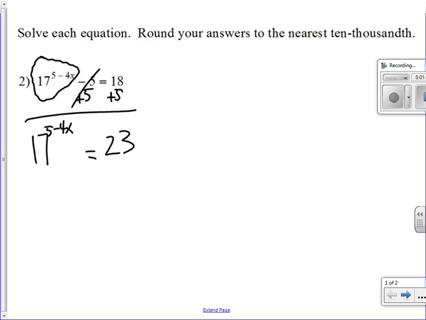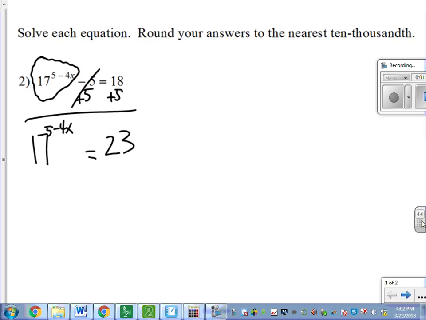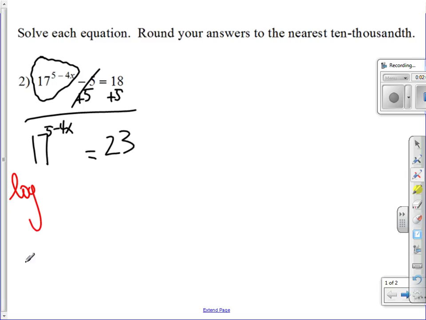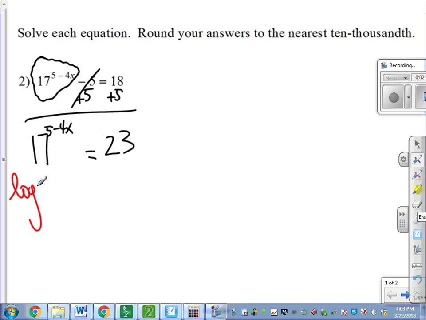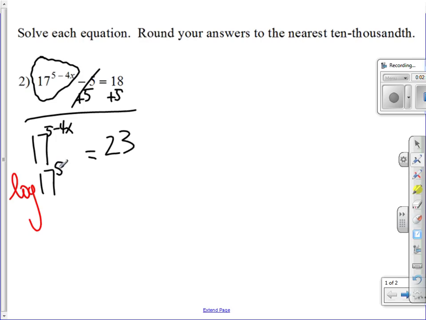Now, we need to free our variable. It's being held hostage by this wicked, evil, dastardly 17. And how do we free it? We free it by taking the log of both sides. Let me do a different color here. So we are now going to log 17, 5 minus 4x equals 23, and I'll keep the other stuff in black.